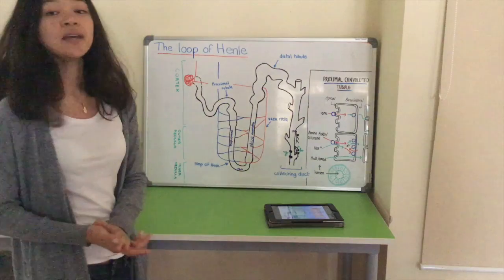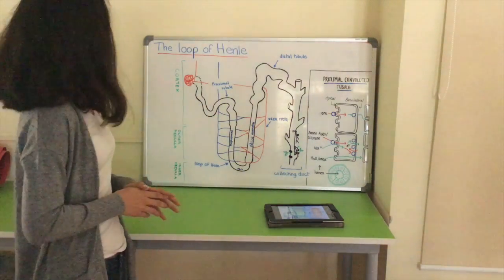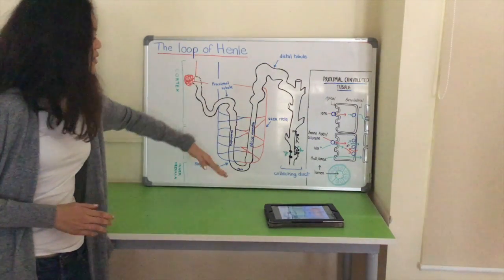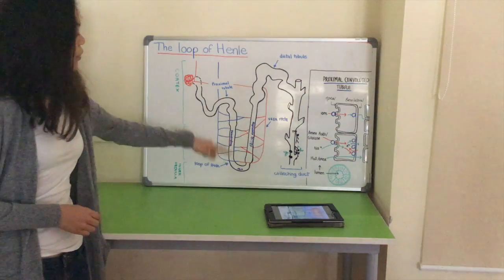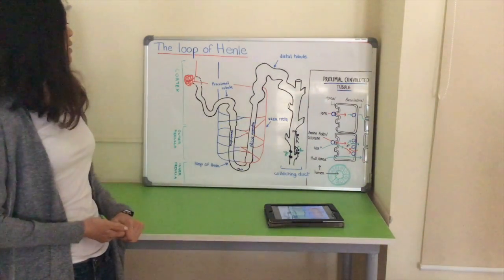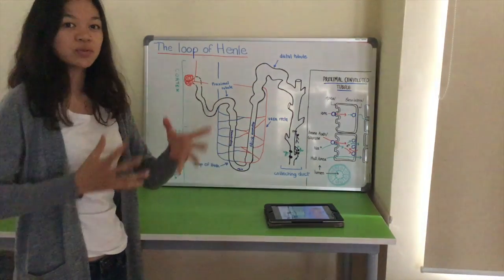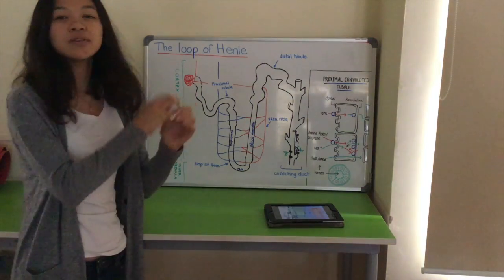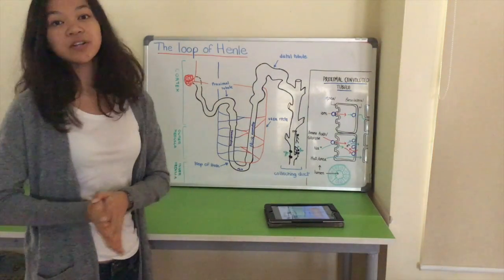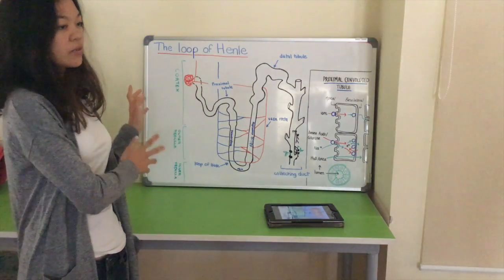And then secondly, the loop can be separated into three different sections. So there is the descending loop of Henle, which is the initial down part of the loop, and the thin and the thick ascending loop of Henle. And the reason why we separate this U-shaped structure into three different sections is because all these sections have different adaptations for their functions. So what is the main job of the loop of Henle?